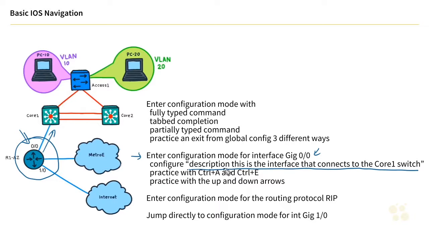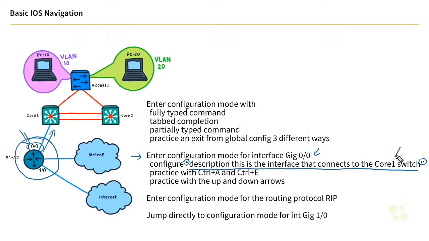So all we're doing with this command is we're adding a description. Literally, it's a description. So we type in description. This is the interface, this one right here, that connects to the Core 1 switch. So we don't need to include the quotes. That's just to show what I literally want you to type in that interface.